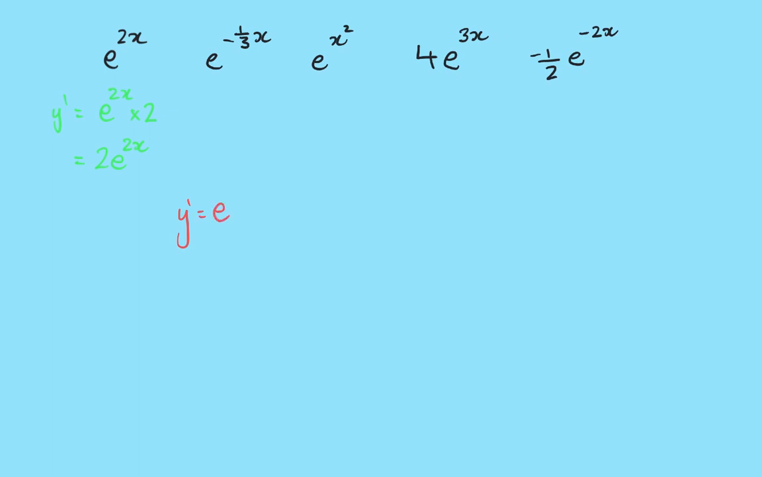Okay, so y dash equals e to the minus 1/3 x multiplied by the derivative of the minus 1/3 x, which is minus 1/3. Okay, e to the x squared. So we get the function itself multiplied by the derivative of x squared, which is 2x. So we have 2x e to the x squared.